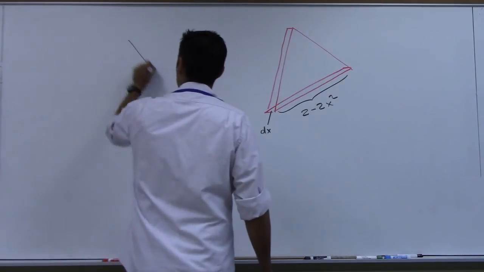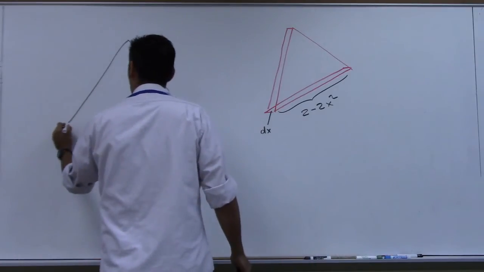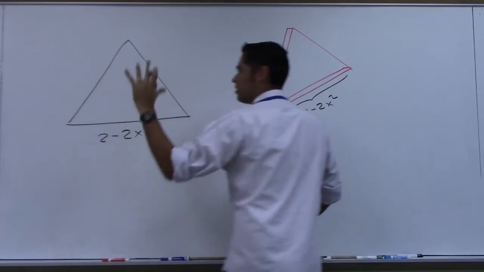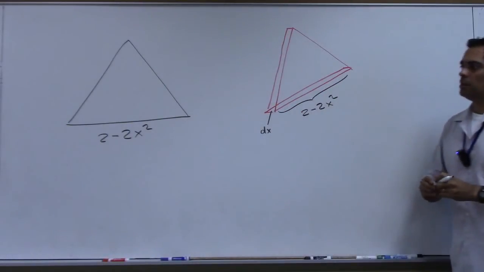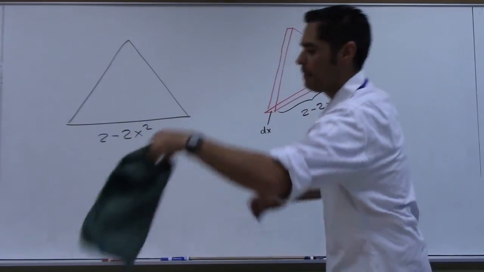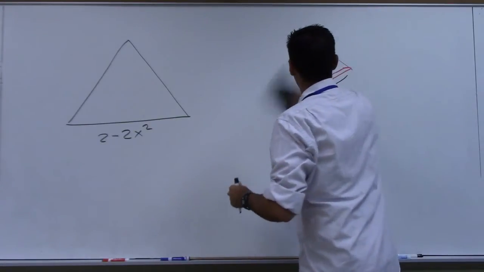Let's be safe. Let's make sure we all understand how an equilateral triangle like this would work. This is 2 minus 2x squared. I'm looking at this just straight on. Everyone in here said that the area of this was what? Half of base times height?